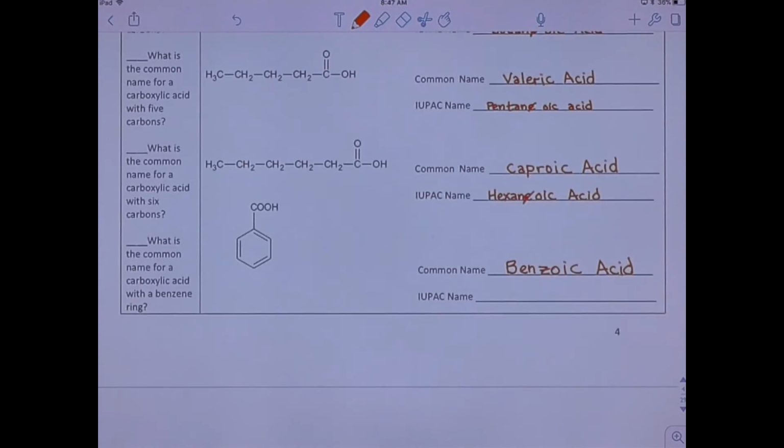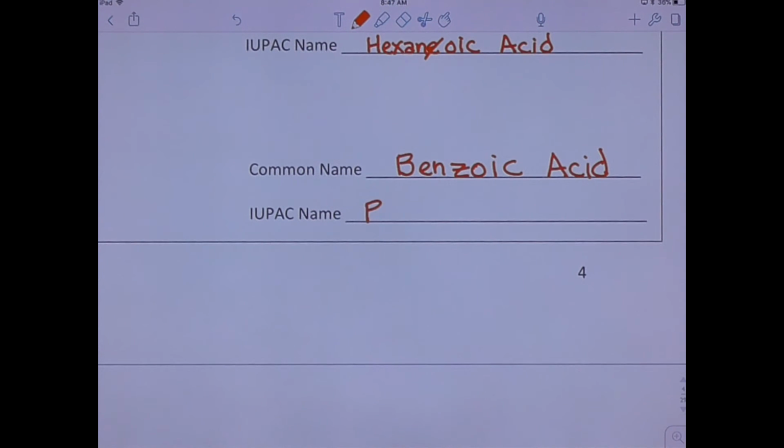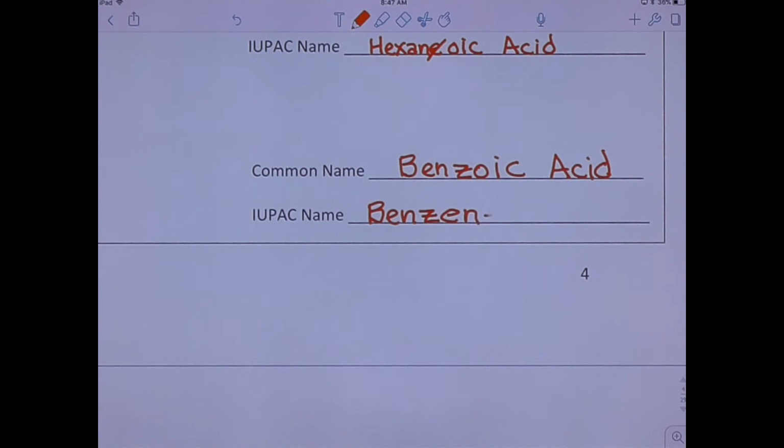Okay, all right. The IUPAC names for these just make me really bitter. It doesn't follow the same pattern. With cyclic compounds, it's not going to follow that pattern of just putting an oic acid on the end of it.